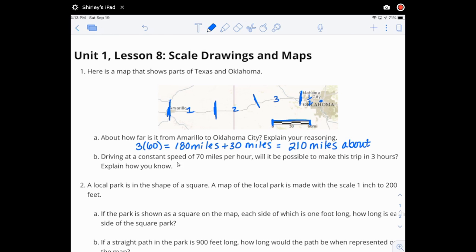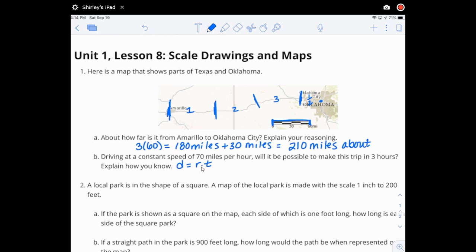Question B says, driving at a constant speed of 70 miles per hour, will it be possible to make this trip in 3 hours? Explain how you know. So we also talked about today our equation relating distance, rate, and time. We know that distance is always equal to how fast we're going times how long we're in the car for. So what is given to me in my problem here? It says driving at a constant speed of 70 miles per hour. So is that my distance? Is that my rate or my time? Miles per hour is always a rate.